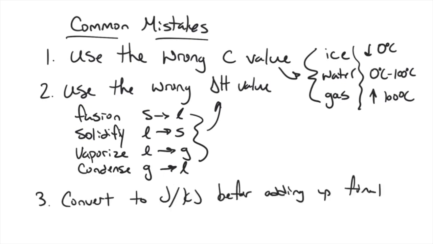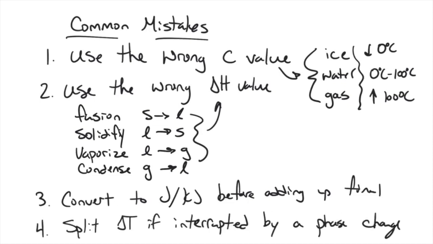Every once in a while, you'll see students not convert their numbers to be a consistent unit. Now, I convert to kilojoules, but that's just because I like kilojoules more so than joules. But you can convert all your numbers to joules. Either way, as long as you convert all your numbers to the same unit before you add them up, you will get the correct answer. But if you don't, you're going to get a number that's way off. So make sure that you convert all of your numbers to all joules or all kilojoules before you add up your final answer.